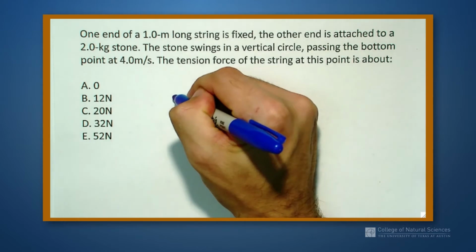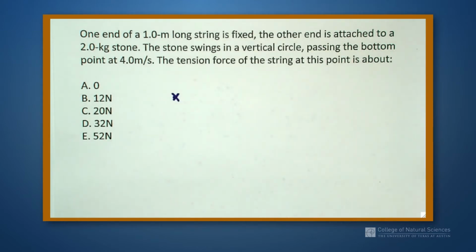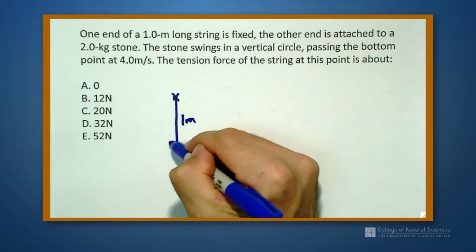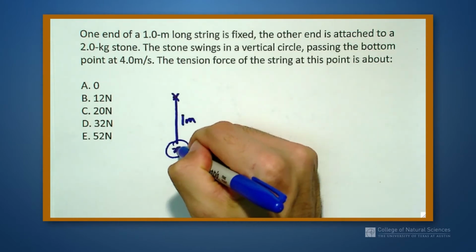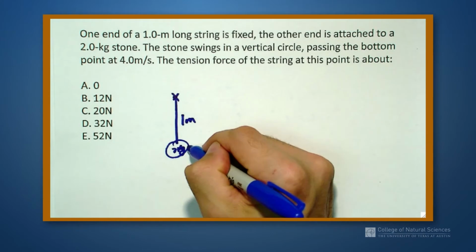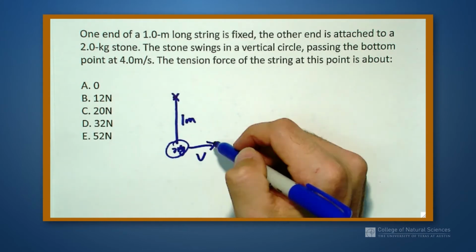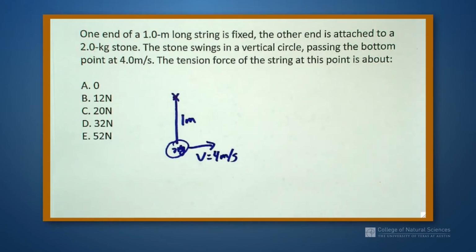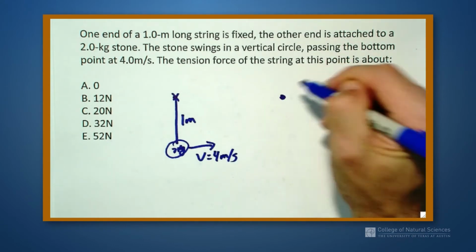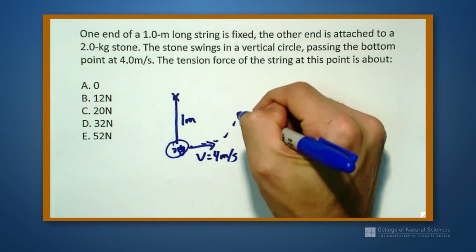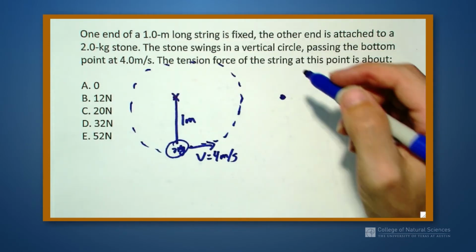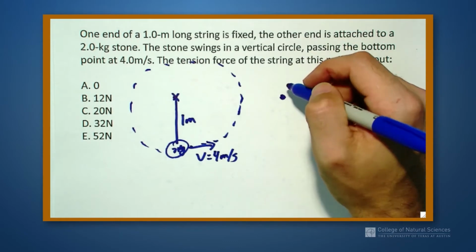Well, if we were to draw this, we're going to attach our point. We're going to have a 1 meter long string, and at the very bottom, this 2 kilogram stone is going to have a velocity of 4 meters per second. Well, I know I'm doing circular motion. So if I'm doing circular motion, I want to draw free body diagrams.